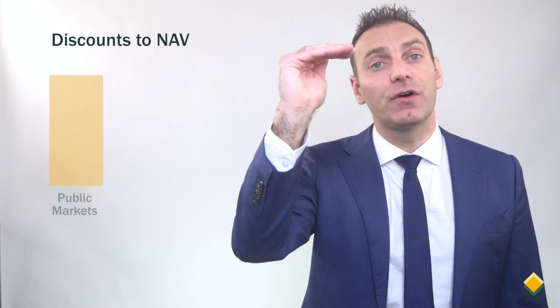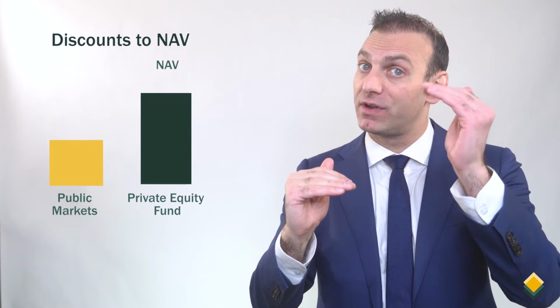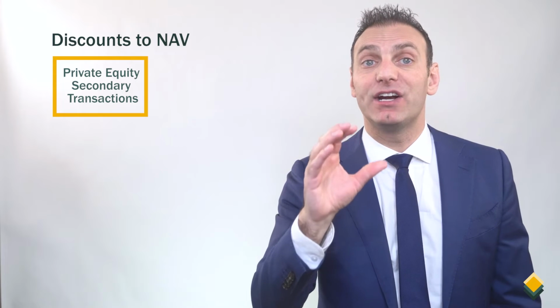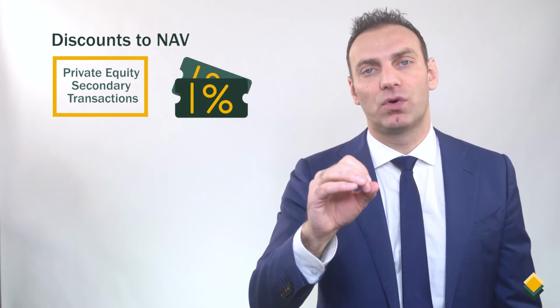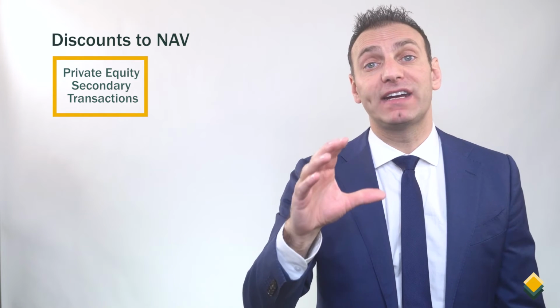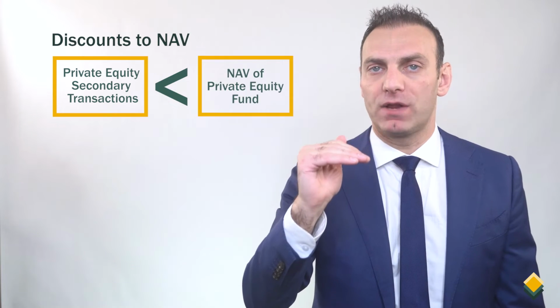When the public markets fall and the private equity fund NAV don't fall as quickly, remember they're sticky, private equity secondary transactions usually trade at a discount to NAV. Or in other words, the price of a private equity secondary transaction will be priced less than the net asset value reported by the fund.